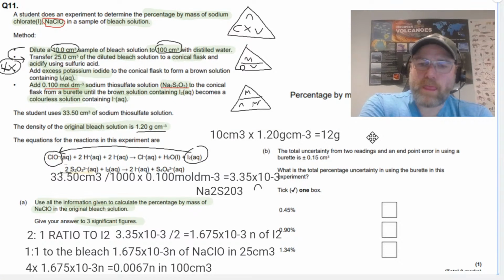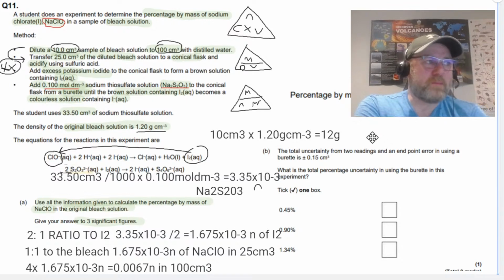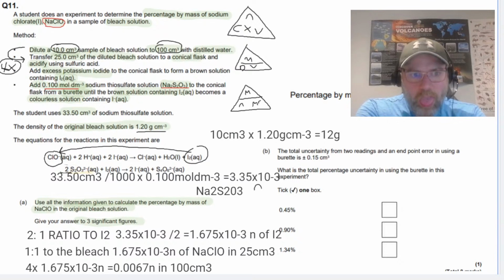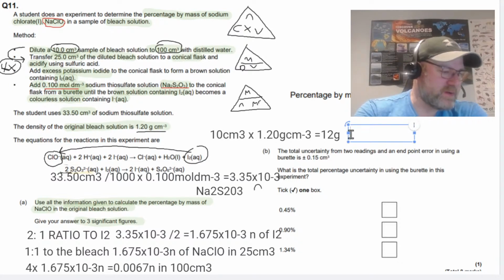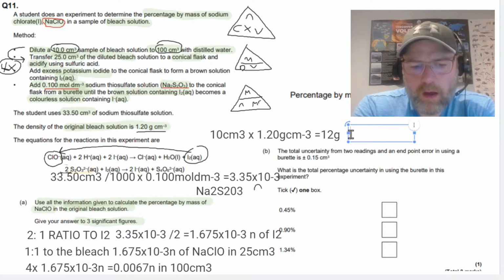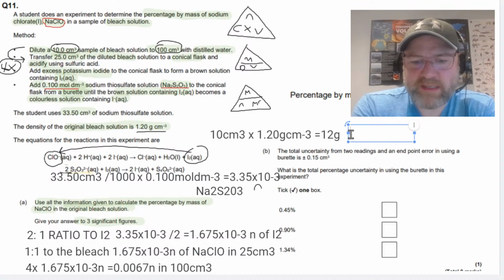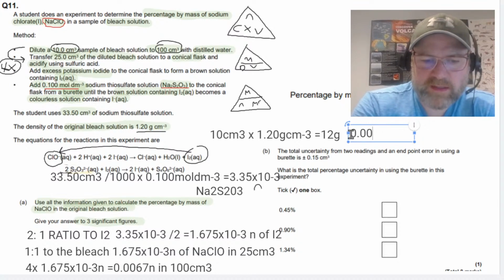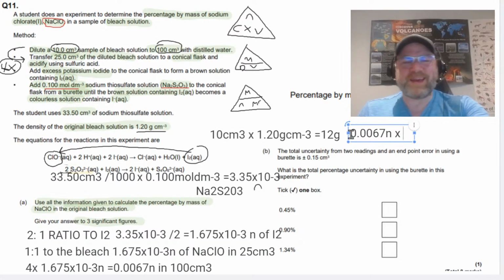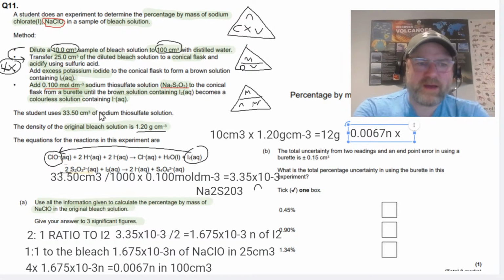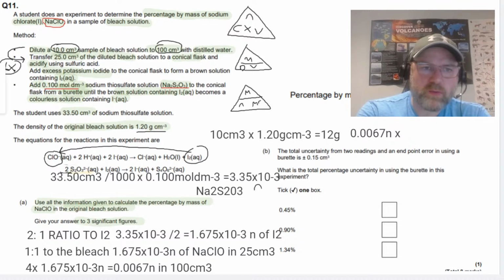Okay. Now we need to know what was the mass of our bleach. Well, the mass of our bleach is moles times Mr, so 0.0067 moles times the Mr. What is the Mr of NaClO? Well, I'm sure you guys are cool with that.